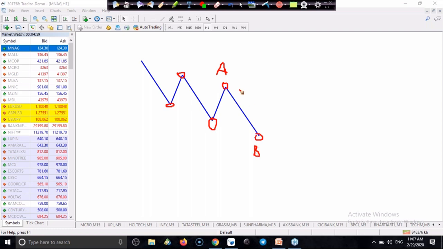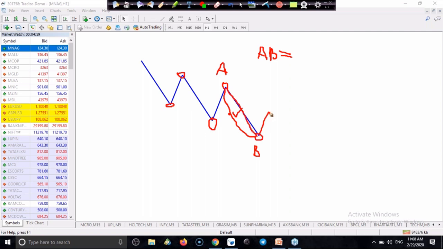So in between this area, we have seen this is the area. All right, this is the area. This area is called the area of territory of AB. All right, this is called the area of territory. So in between this area, we are counting it as a wave.